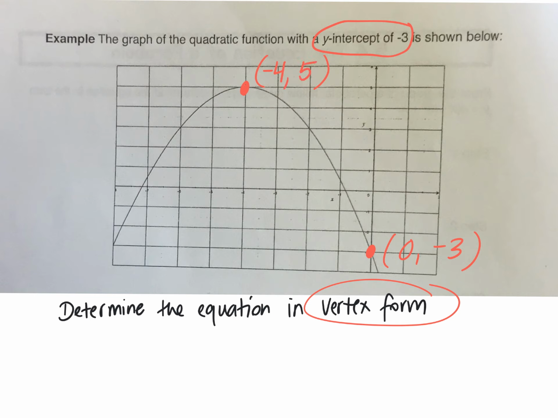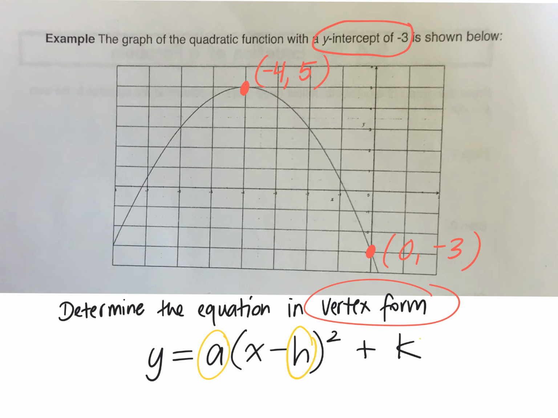(-4, 5). To write an equation in vertex form, let's write out vertex form. y = a(x - h)² + k. To write this equation in vertex form, what are the variables that have to be replaced? What are the variables you need to figure out? a, h, and k. In this example, you're given which variables? Which variables were you able to locate?